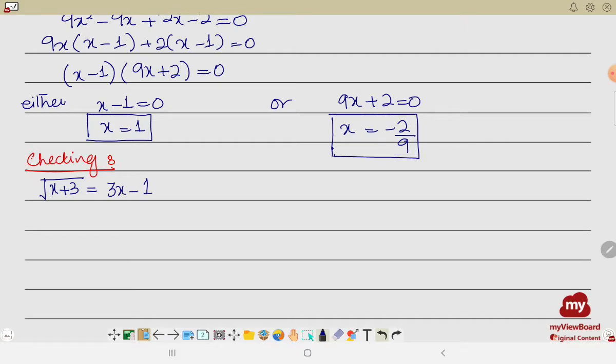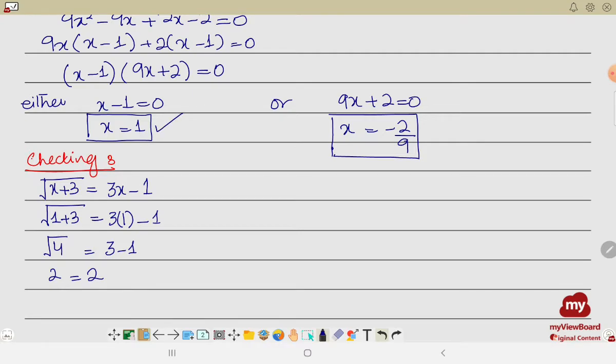First of all, instead of x, let's insert 1. Now we'll solve the sides separately. We'll have square root of 4 here, and 3 minus 1 here. When we open the square root, we'll get 2. So 2 equals 2. This means for x equal to 1, the equation is satisfied.